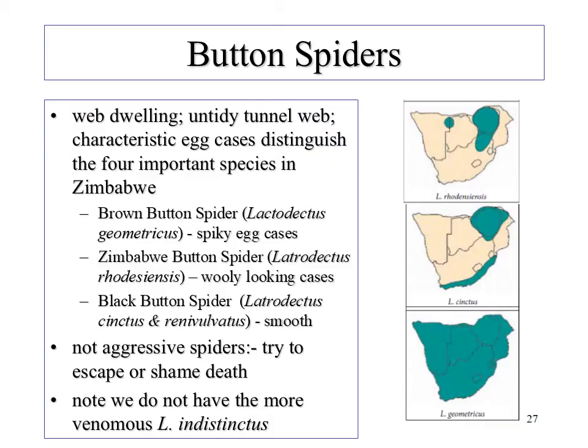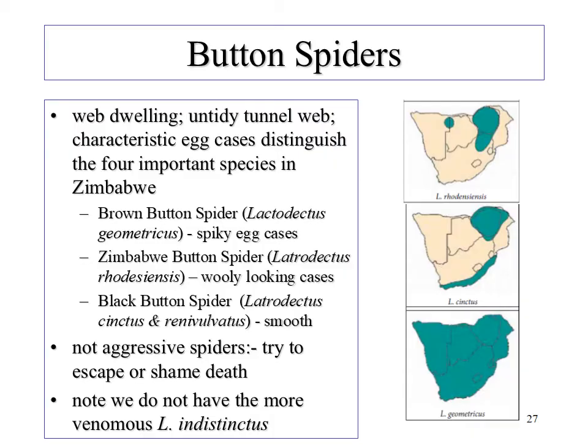I think the previous slide did have them as well. And then we've got what's called the Zimbabwe button spider, which has got egg sacs much larger than these ones, and which are more woolly looking. But in terms of these two spiders, actually practically distinguishing them, as we shall see in the next slide, is pretty difficult. Although maybe if you do get an opportunity to look at the web and you look at the eggs, you might then be able to tell which is which.